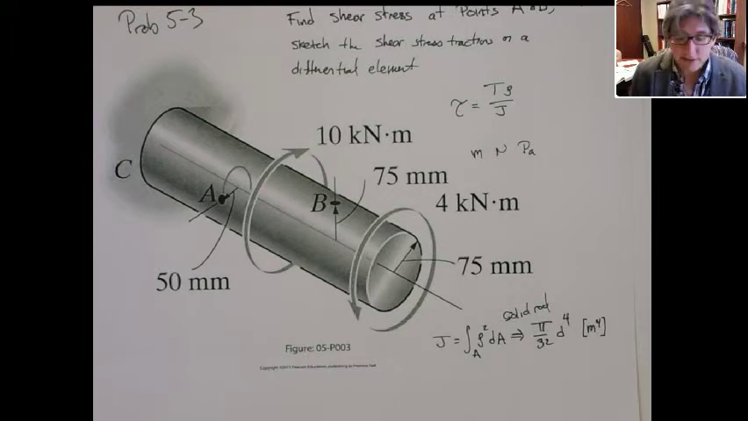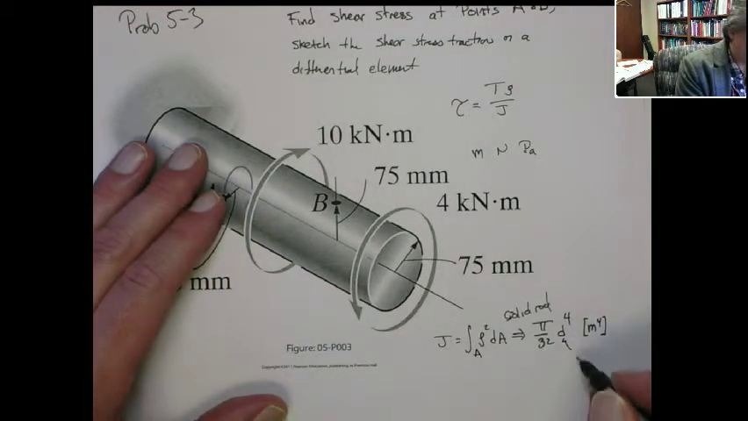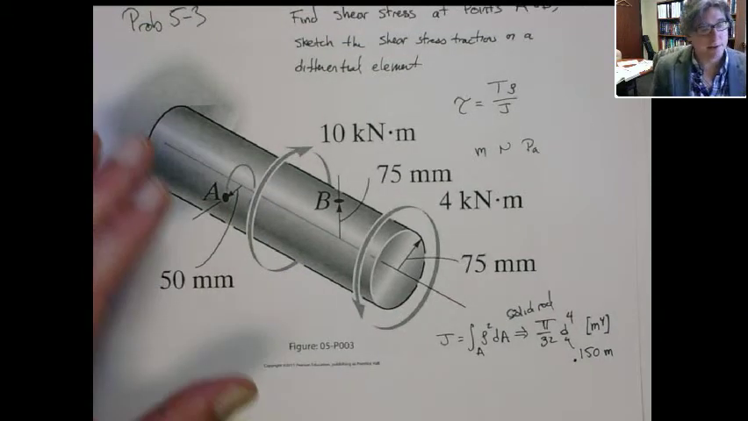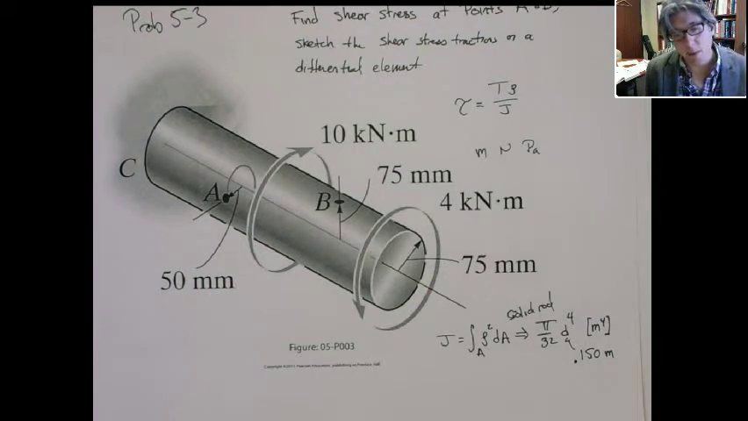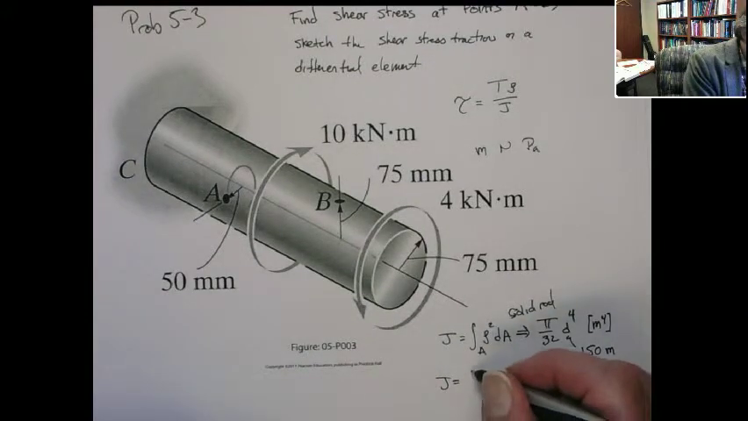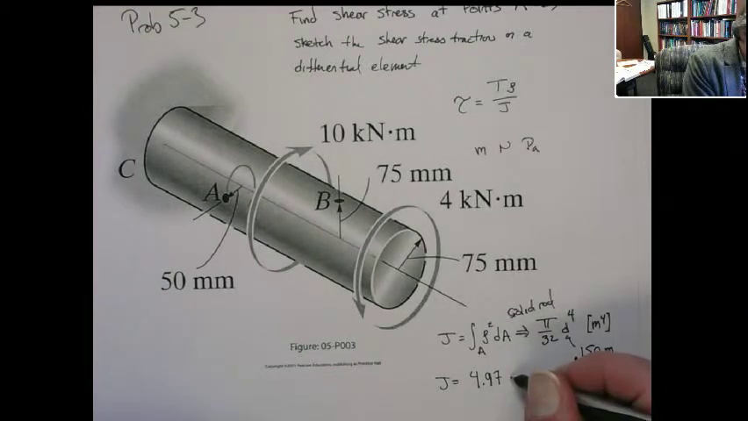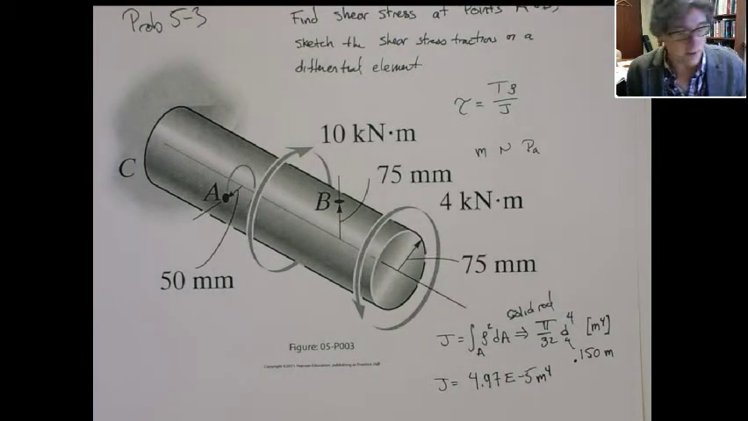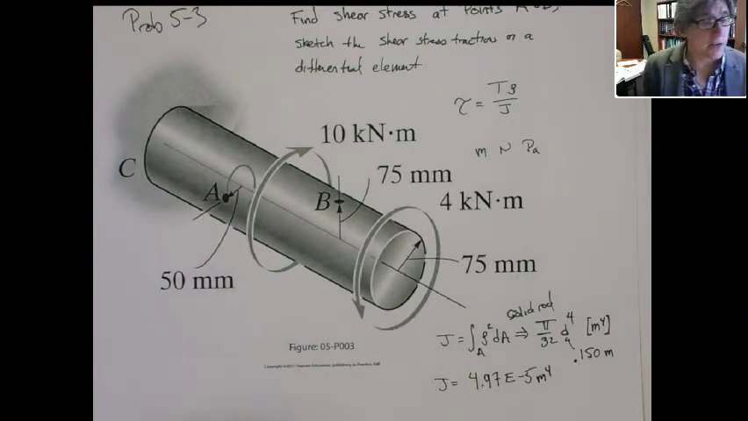So that's J. In this situation, the outer diameter is 150 millimeters, or 0.15 meters. Use the diameter, double the radius: 150 millimeters. We want it in terms of meters, so we move the decimal point over a few spots. When we do that, I get J equal to 4.97 times 10 to the minus fifth meters to the fourth. That's J, and it's the same J for the whole length. It doesn't change.